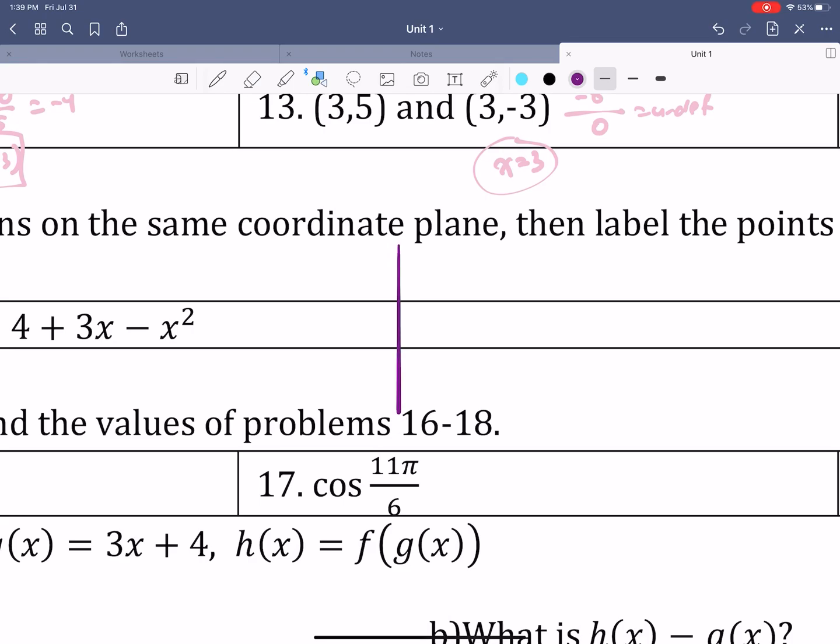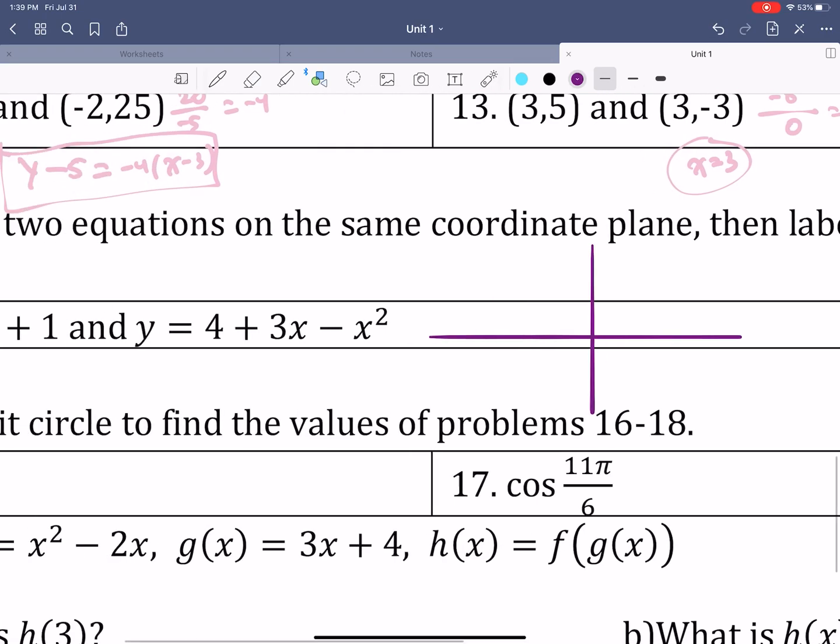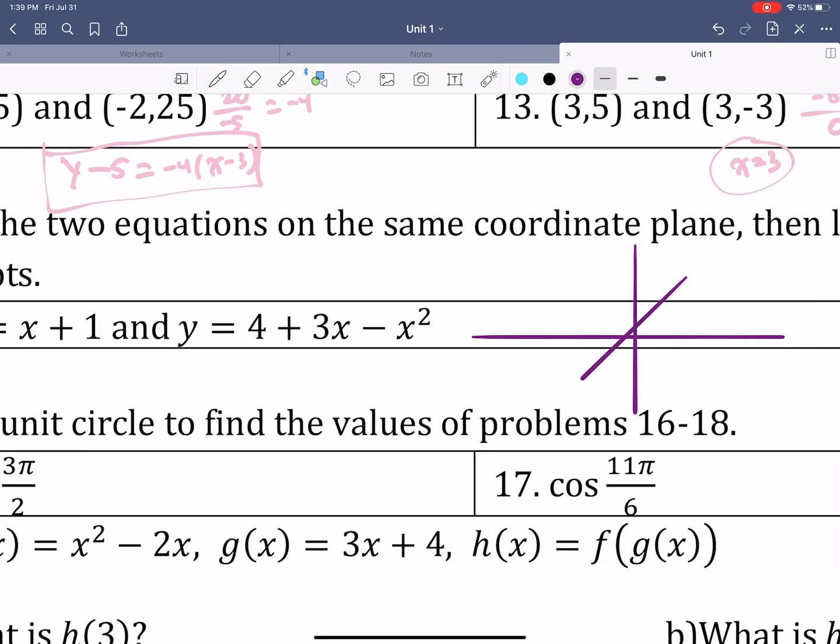Okay, so let me make a sketch of a coordinate grid. By the way, I'm hoping you're going to do this on graph paper and in much more detail than I'm about to do right now. X plus 1 looks about like this. Again, I'm hoping you're doing it in much more detail than I am right now. Okay, then we got parabola 4 plus 3x minus x squared. Let's go ahead and find the vertex.